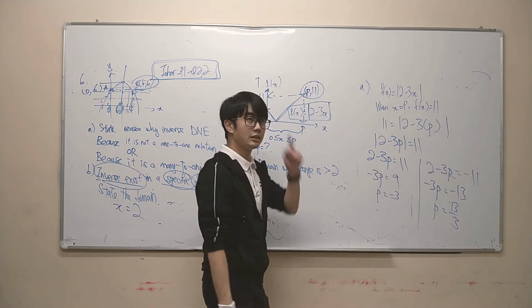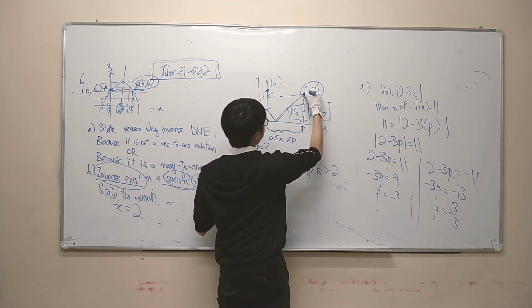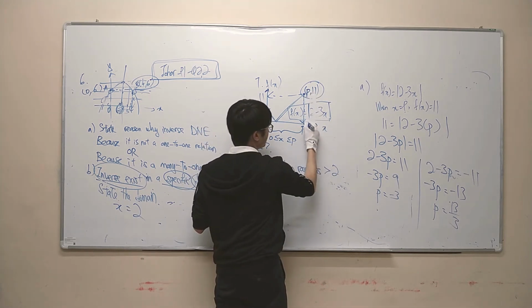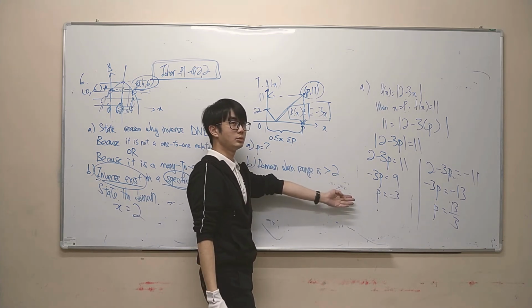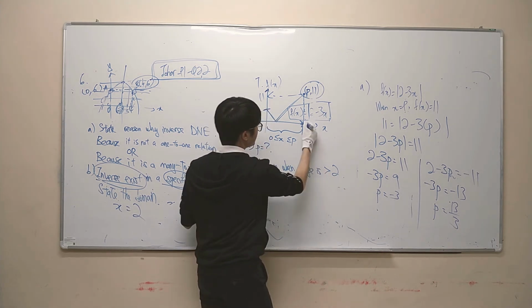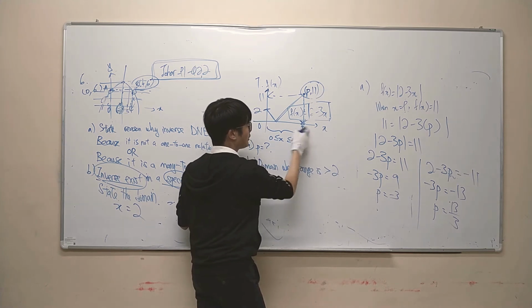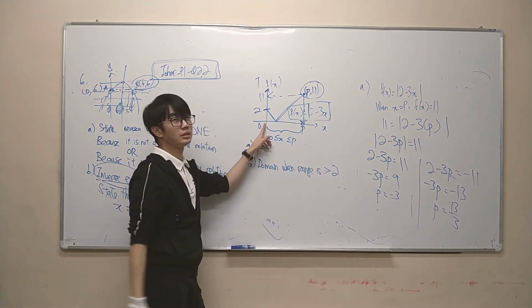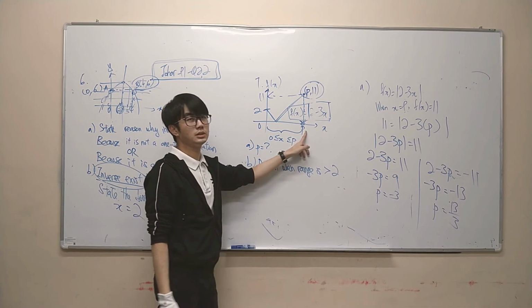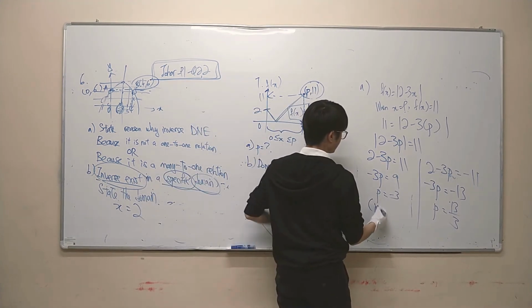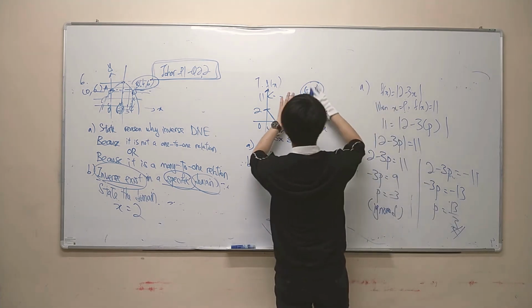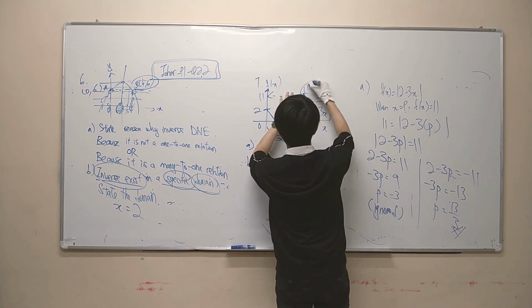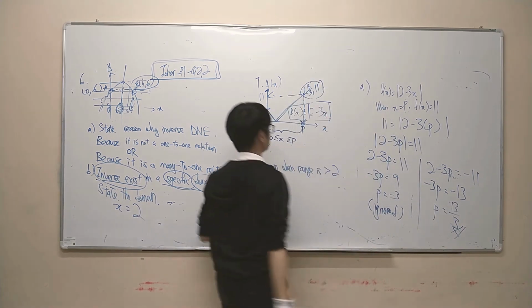But look at the diagram. Where is p? P is here. So which one will be the answer? P is here, so of course p should be positive. 0 is here, so p should be positive. So negative 3 is not the answer, and this is the answer. It means that the coordinate for p is (13 over 3, 11). So that's the answer.